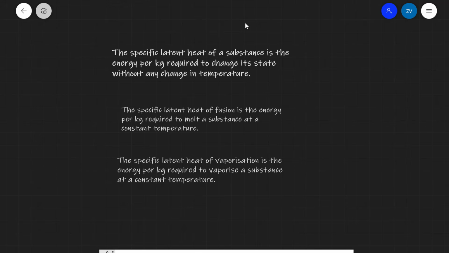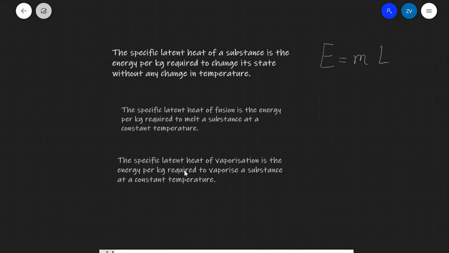Now, the specific latent heat of a substance is the energy per kilogram required to change its state without any change in temperature. There are two types. There's the specific latent heat of fusion, which is the energy required to melt a substance at a constant temperature. And there's also the specific latent heat of vaporization, which is the energy per kg required to vaporize a substance. The formula for it is fairly simple, simply that E is equal to the mass times the specific latent heat.